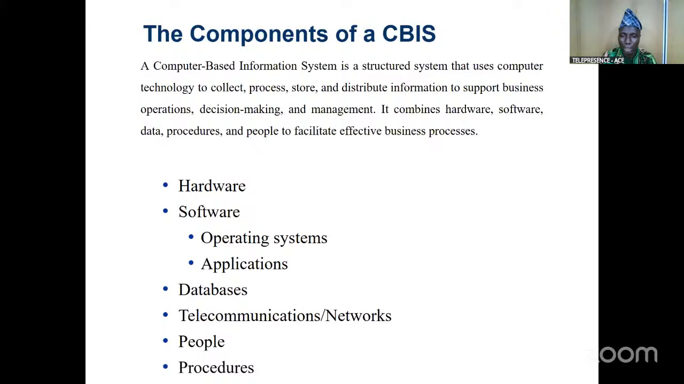appropriately. It combines hardware, software, data, procedures, people to facilitate effective business processes. So you have to combine hardware, the software, the database, the network infrastructure, people and procedures to make effective business processes.